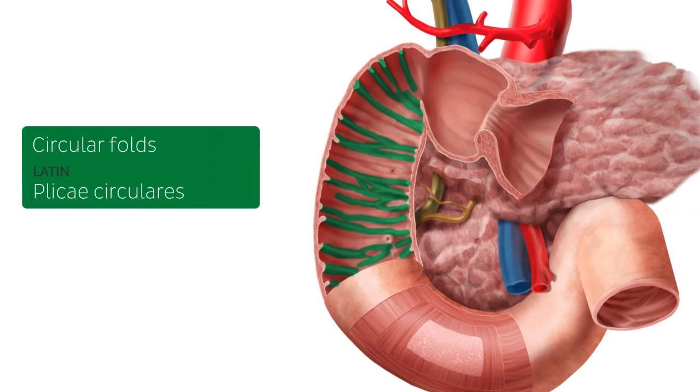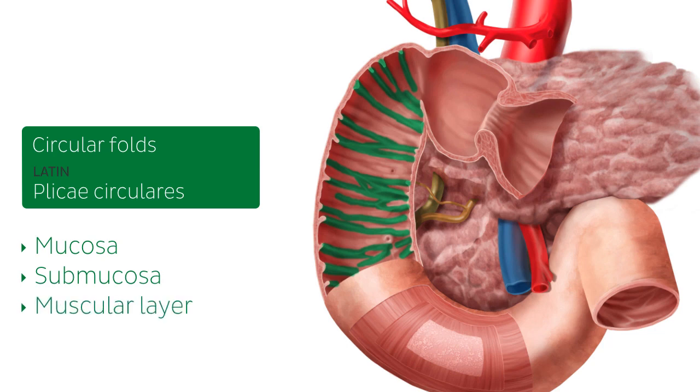Now, the structure of the wall of the duodenum is similar to that of other hollow organs of the GI tract. It is composed of a mucosa, a submucosa, and a muscular layer. When we look at the internal surface of the duodenum, we see these circular folds, which you can see here highlighted in green. They also remind you of ridges.